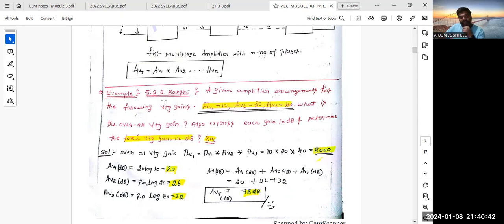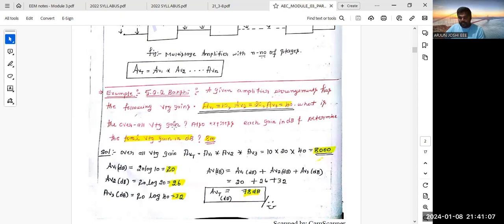Now, please take down this example. This is a very easy example, but sometimes they ask this question in the examination for 8 or 4 or 6 marks. Please note a very simple example. A given amplifier arrangement has the following voltage gains: AV1 is equal to 10, AV2 is equal to 20, AV3 is equal to 40.